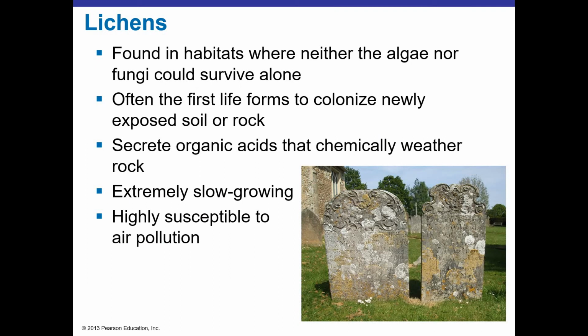Lichens are found in habitats where neither the algae nor the fungi could survive alone. They are now mutualistically related, so they can't survive on their own. They have to be together. They are often the first life forms to colonize newly exposed soils or rocks. They are going to be found in areas where there's very little nutrients.